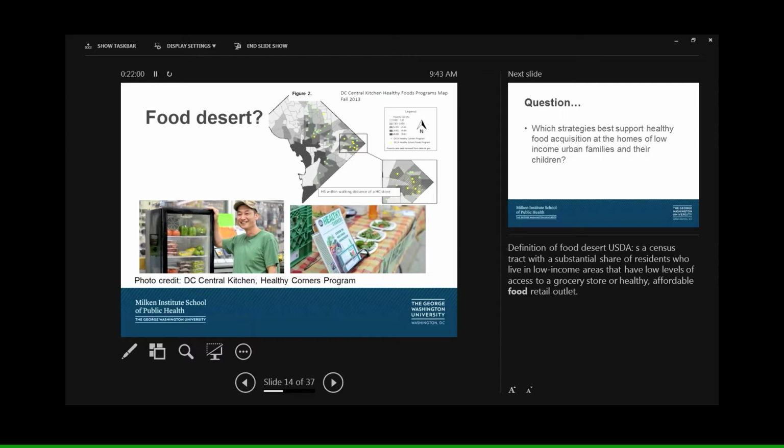So there's a question about where they're obtaining their foods, and the theory, especially drawing from all the work that has been done in Baltimore, which is our neighbor. They have a large initiative from Hopkins in Baltimore where they study a very similar population of African Americans in a similar setting, and the understanding is that the foods these folks are consuming are coming from the corner stores. So DC Central Kitchen has a Healthy Corners program.